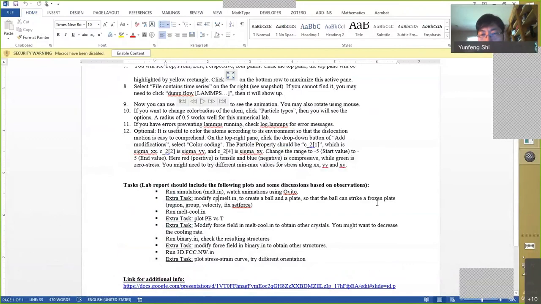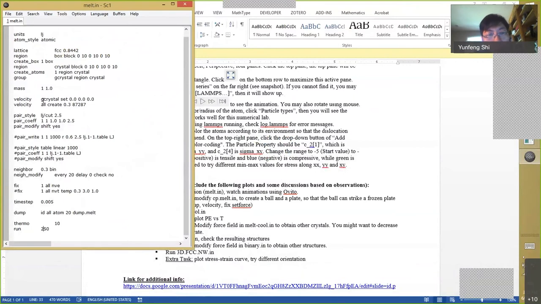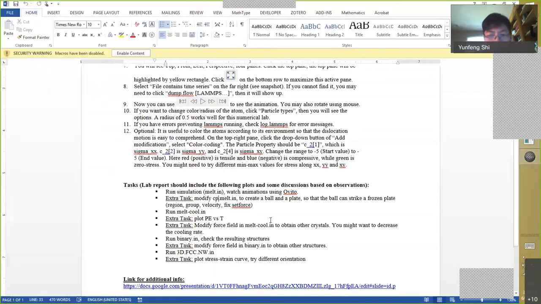And now what you need to do is to let the ball strike a frozen plate. The plate doesn't have to be frozen, but basically you give the ball a velocity. How do I give the ball velocity? Look at this. Velocity, you can give some group of atoms a particular velocity and you let it strike. Let's see if anybody can play with it. Let me know if you have any questions. So this will be the extra task. The task would be just run it. You can change the temperature to let it melt, run it longer, use Ovito.